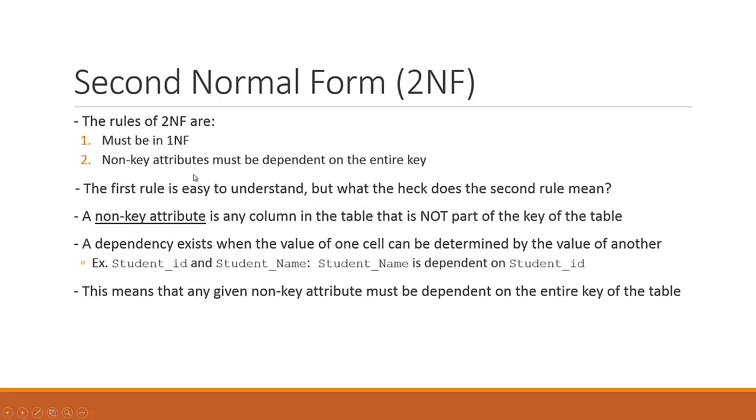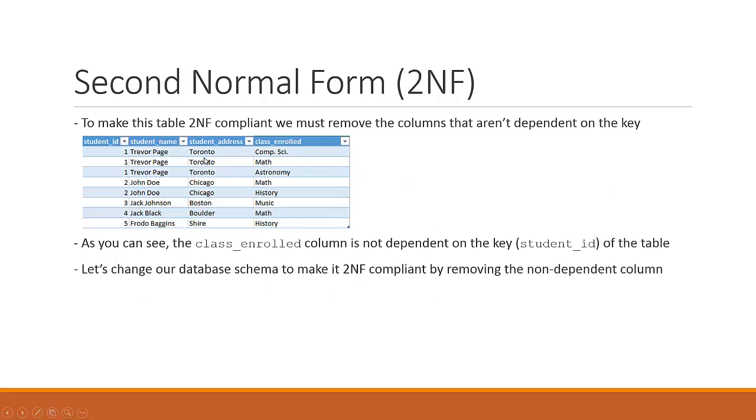Now, like I said, non-key attributes must be dependent on the entire key. So this means that we have a problem. To make this table second normal form compliant, we must remove the columns that are not dependent on the entire key. By process of elimination, which column do you think is not dependent on the entire key? Hopefully you said class enrolled. These two columns, student name and student address, are dependent on the key of the table, the student ID, but class enrolled is not. We cannot say with certainty that if the student ID is 1, the class enrolled will be a certain value, because it changes with every different student ID value. You can't accurately make that decision, so class enrolled is not dependent on the entire key. So we need to make this 2NF compliant.